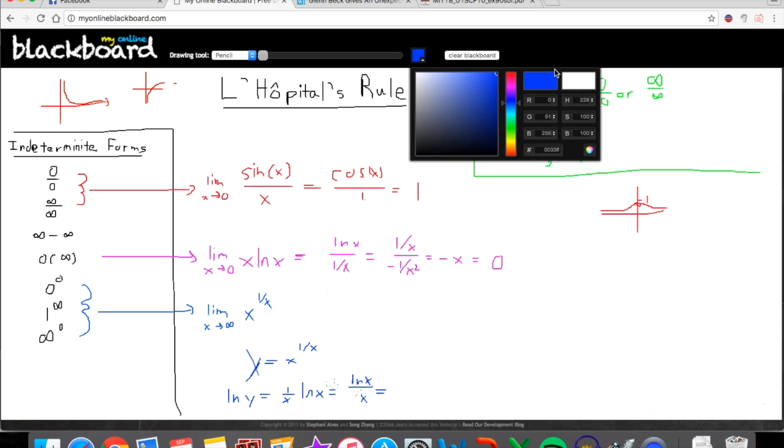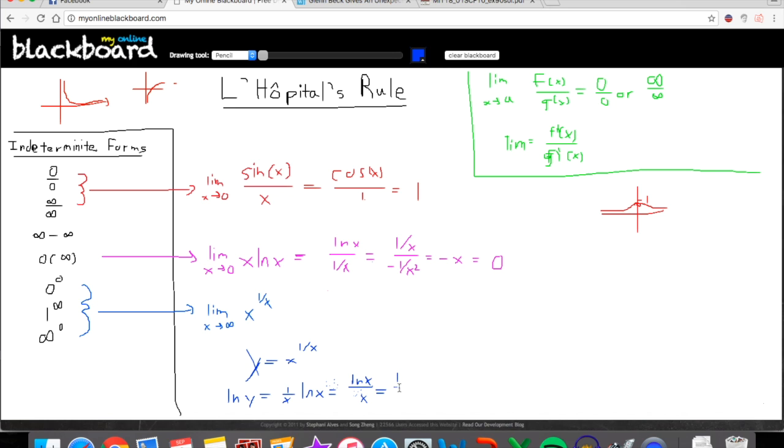Now let's do top and bottom: 1 over x, because you have 1 over x here, and then the denominator is just 1, so 1 over x. And then you plug in your infinity, and you get 0. However, and this is the important part, we get that ln y is equal to 0. So what we're going to do is rewrite it so that we isolate y, and then we get that y is equal to e to the 0, and any number to the 0 power is just 1. So the limit over here is equal to 1.